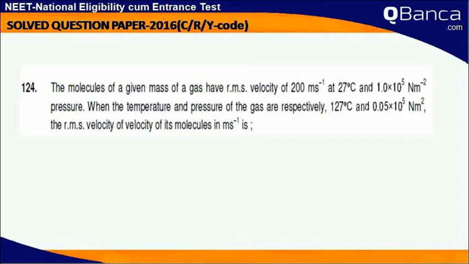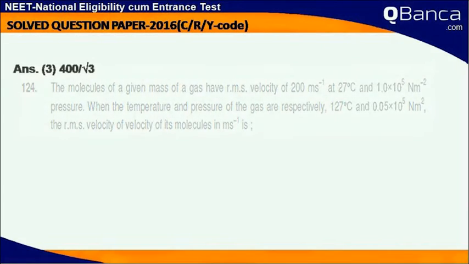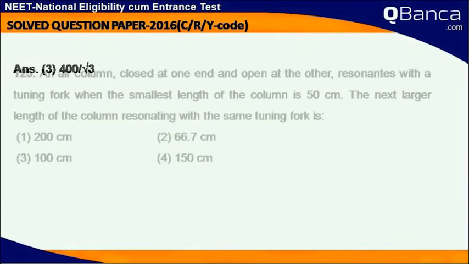The molecules of a given mass of a gas have RMS velocity of 200 meter per second at 27 degrees Celsius and 1 into 10 to the power of 5 Newton per meter square pressure. When the temperature and pressure of the gas are respectively 127 degrees Celsius and 0.05 into 10 to the power 5 Newton per meter square, the RMS velocity of molecules in meter per second is answer 400 by root 3.